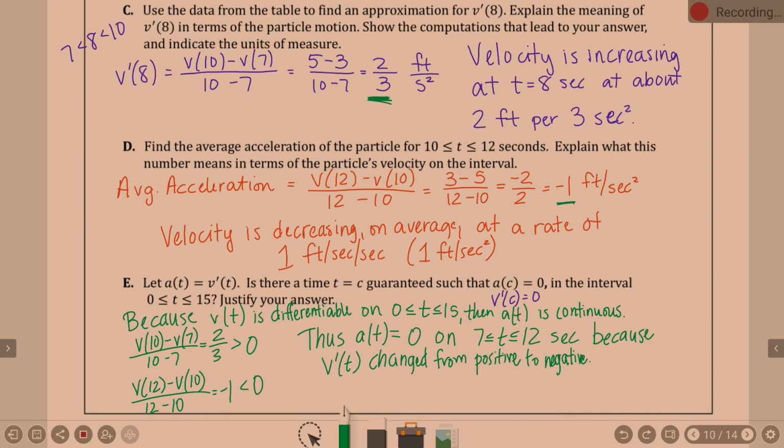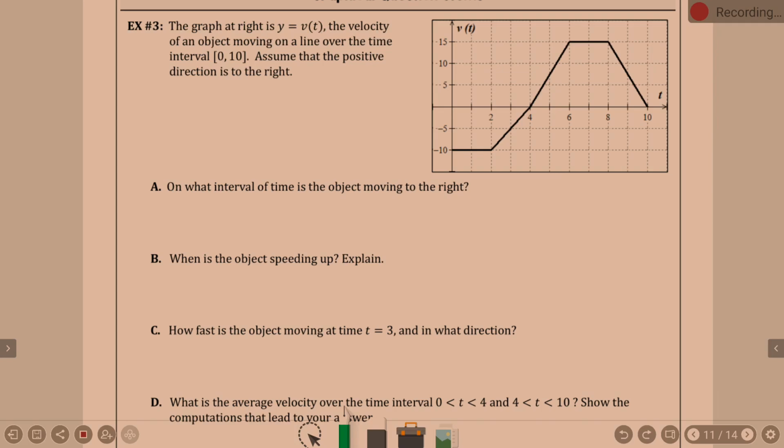Example 1 gave us an equation, so we were talking algebraic. Example 2 gave me a table. Example 3 gives me a graph when you're ready. So pay attention to what the graph is. The graph at right is y equals v of t. So do note it is the velocity graph, right? Of an object moving on a line over the time interval 0 to 10. Assume that the positive direction is to the right. So positive would be to the right, negative would be to the left.